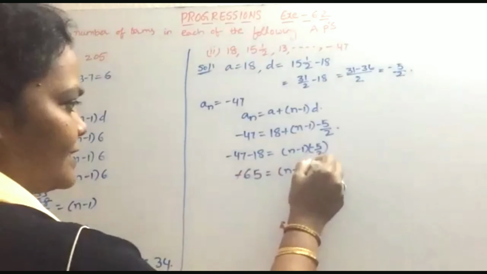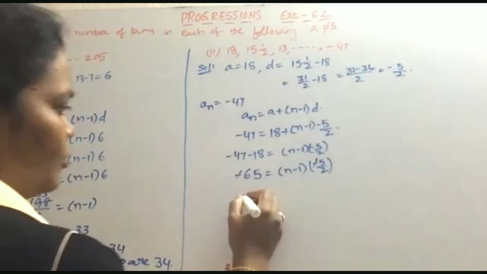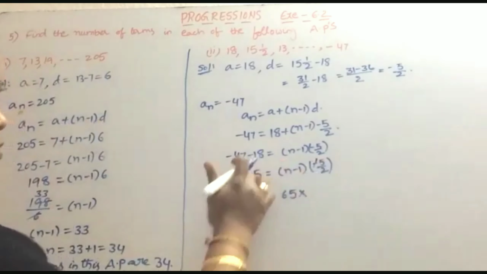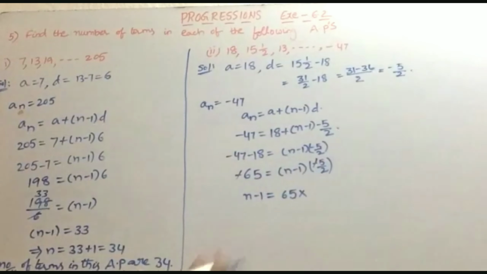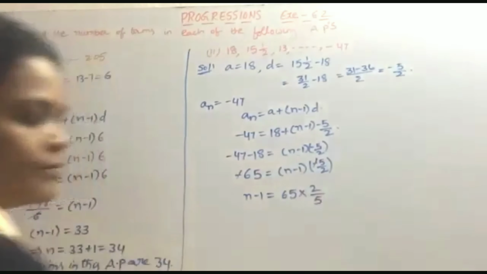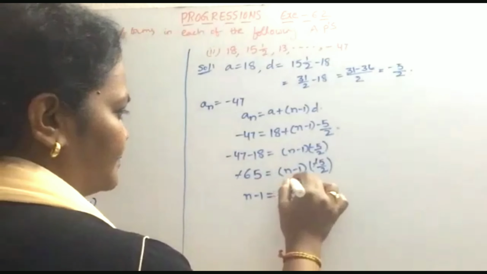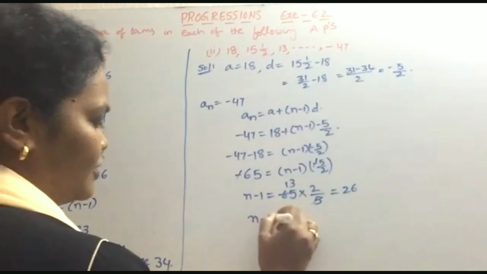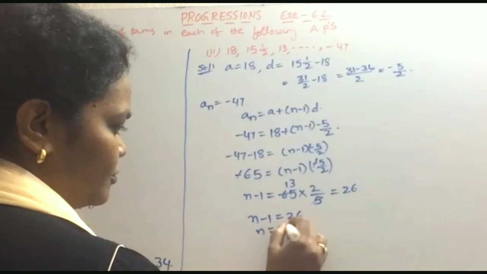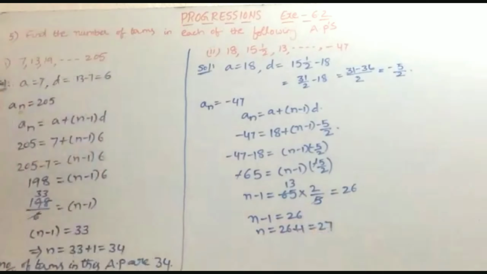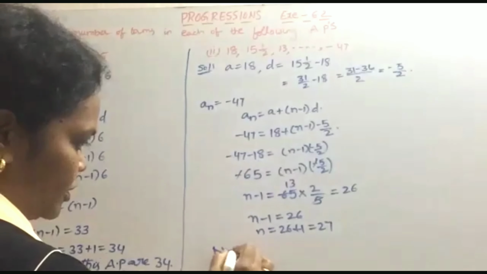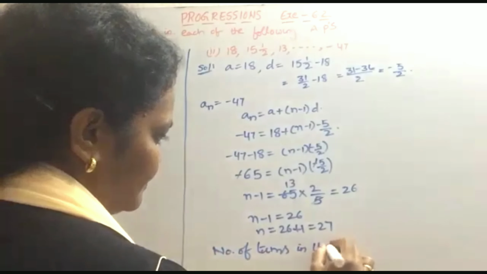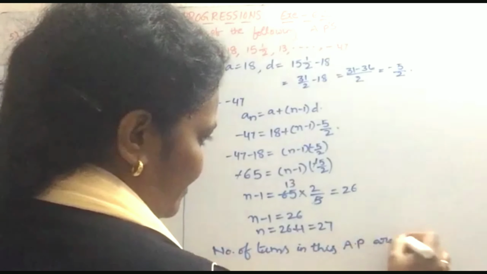This minus and this minus get cancelled. Now n minus 1 equal to 65 into, I will transpose this, then we will get 2 by 5. So 5 13s are 65, so 13 twos are 26. So n minus 1 is equal to 26. So n is equal to 26 plus 1, that is 27. So the number of terms in this AP are 27.